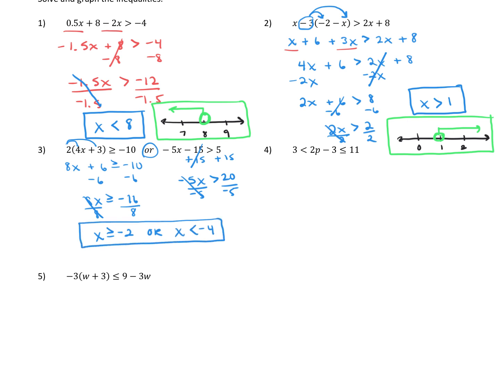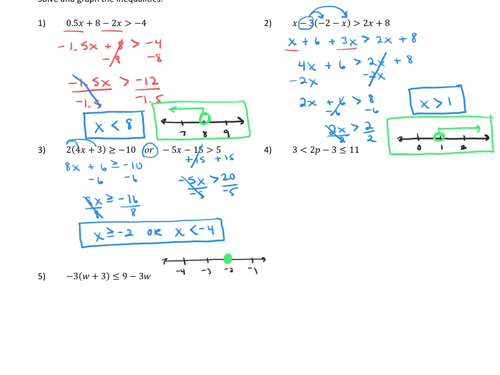So here's our solution, and then we're going to put that on a number line. We're going to have 2 circles, a circle at negative 2 and a circle at negative 4. So I want to have, here's negative 4, negative 3, negative 2, maybe I'll throw a negative 1 on there also. So the circle at negative 2, x is greater than or equal to, so that's going to be a closed circle at negative 2.